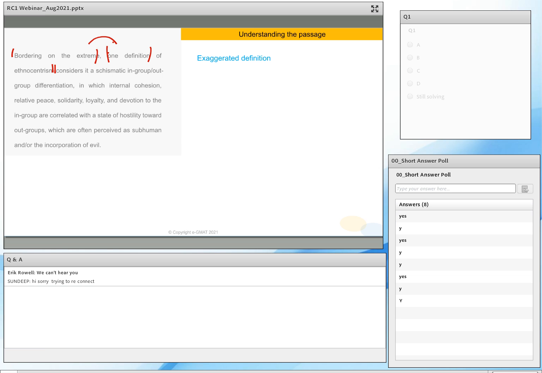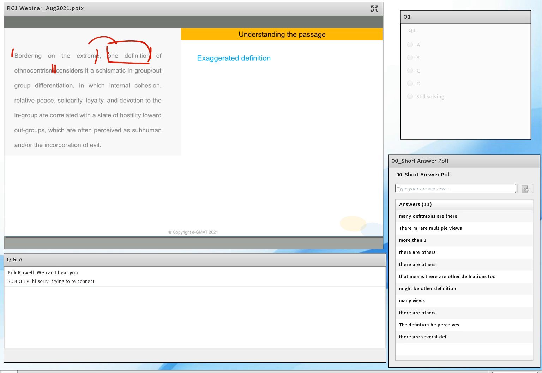Then the author says one definition of ethnocentrism. Now, focus on this one definition. This is, for me, a keyword. Why is the author saying one definition? What does he or she mean by it? Or in other words, ask yourself the question, what can you infer from one definition? Might be other definitions, that's true. What else can you infer? That's true. Any other inference that you can make?